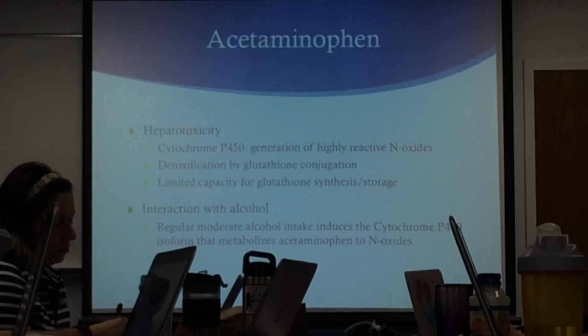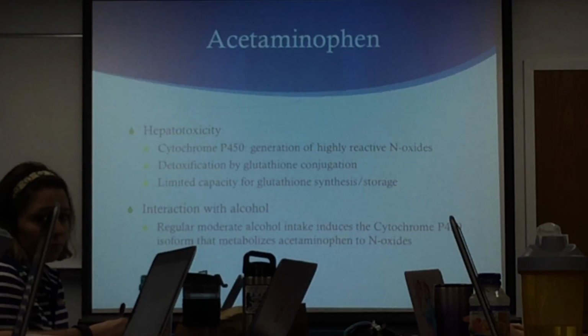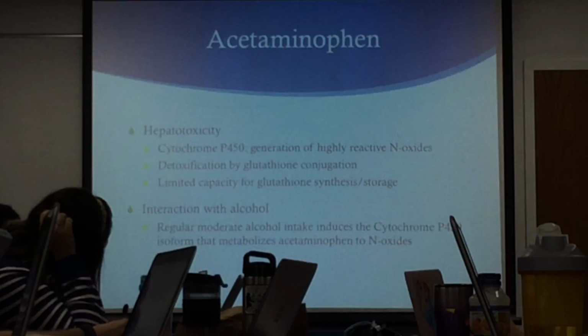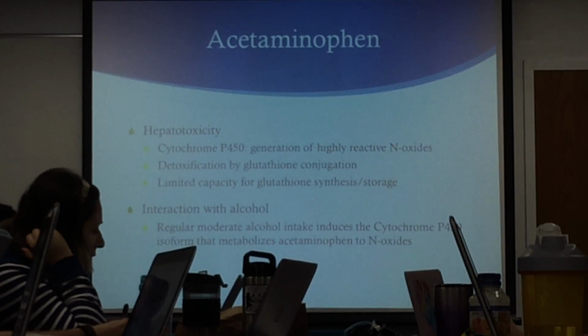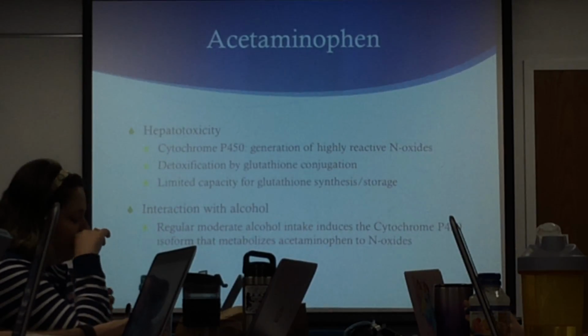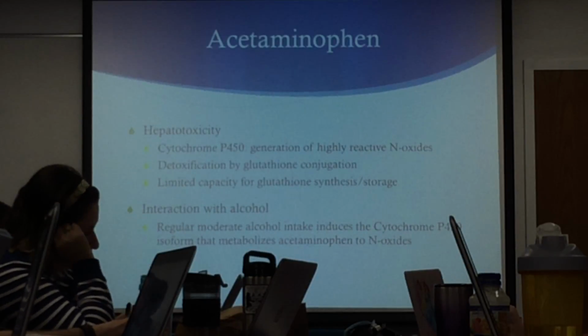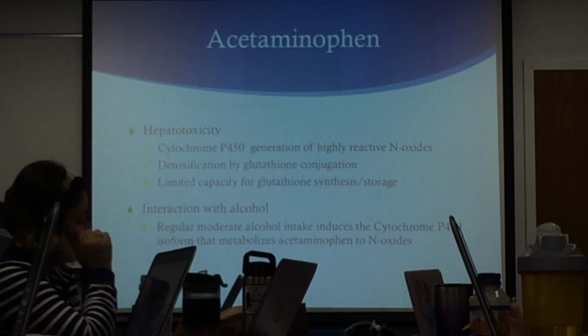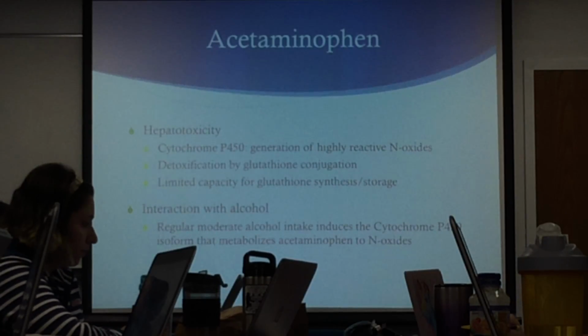So cytochrome P450s are enzymes in the liver. And when acetaminophen undergoes metabolism through these enzymes, it generates these highly reactive N-oxide ions, which will cause tissue damage if they're not inactivated. So they're detoxified by glutathione conjugation. The important problem is that everyone's liver has very limited capacity for this detoxification system.